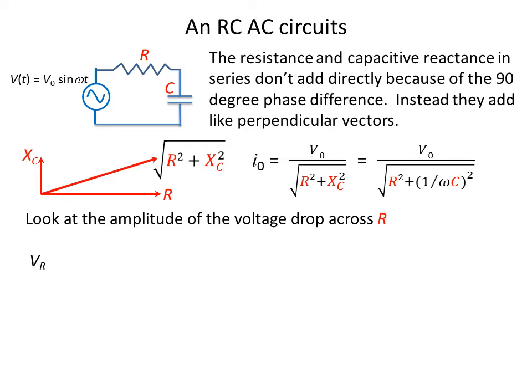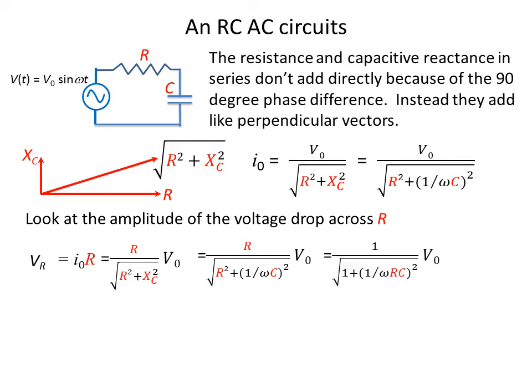Looking at the amplitude of the voltage drop across the resistor, V_R is equal to I_0 times R, which is then just R divided by the square root of R squared plus X_C squared times V_0. And that's equal to R divided by the square root of R squared plus (1 over omega C) squared times V_0. And if we divide through by R, we just have 1 divided by the square root of 1 plus (1 over omega RC) squared times V_0.